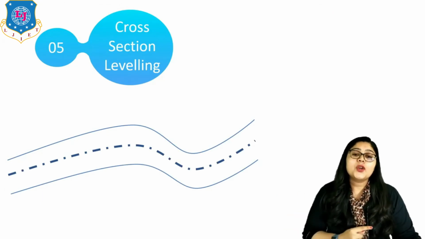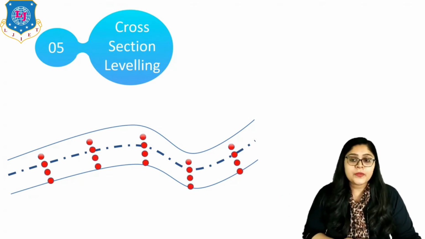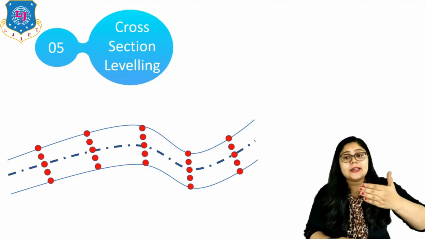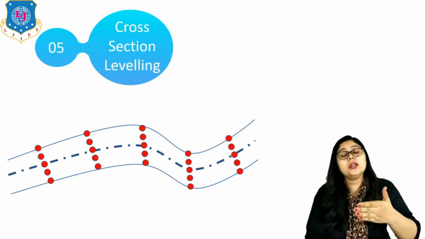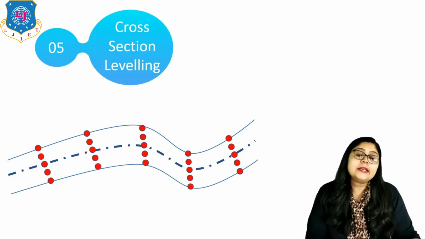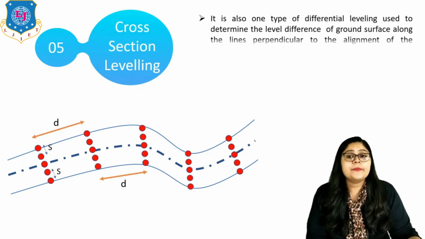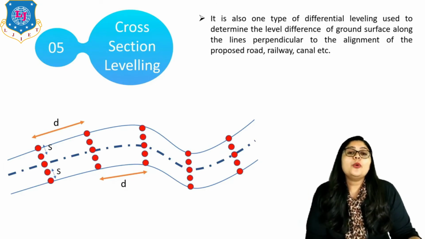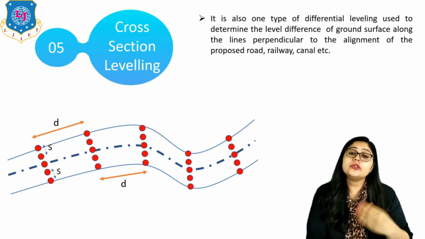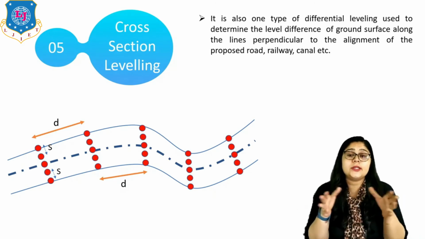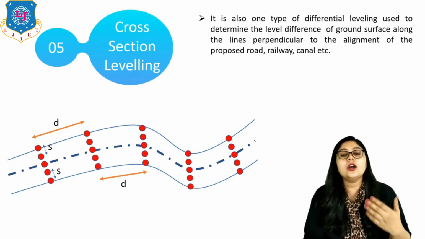Again, here the road arrangement is in such a way that the dotted line shows the alignment of road. Now I have to take its cross section. It means at 90 degrees to its alignment. So at different points perpendicular to the alignment, I have to mark its level difference. For that, here you can see the distance is something like this, and the spacing between 2 points is known as the S. So it is also one type of differential leveling used to determine the level difference of ground surface along the lines perpendicular to the alignment of proposed road, railway or canals, right?